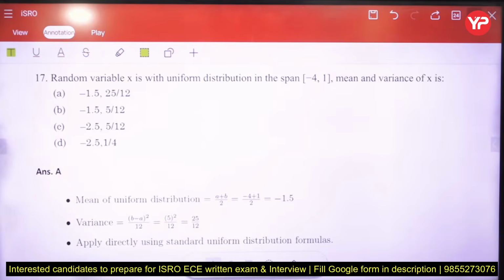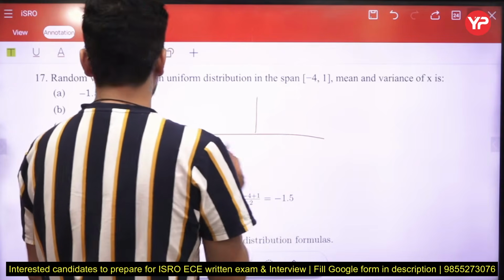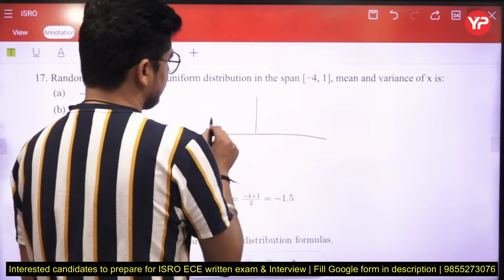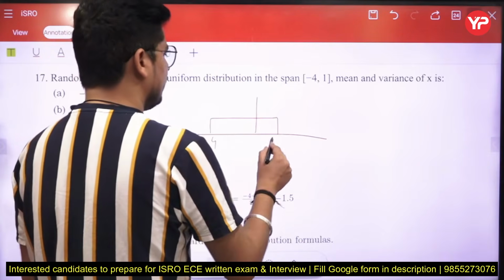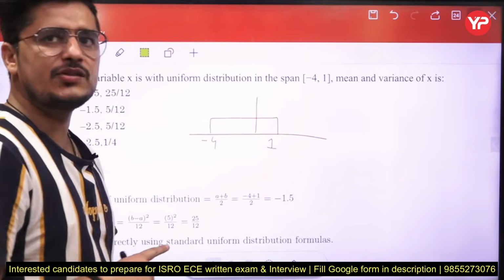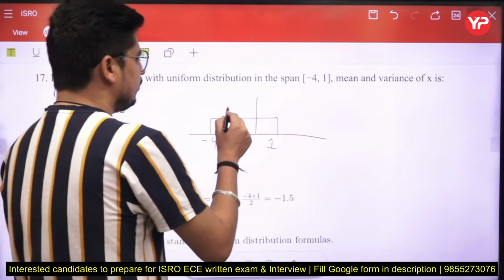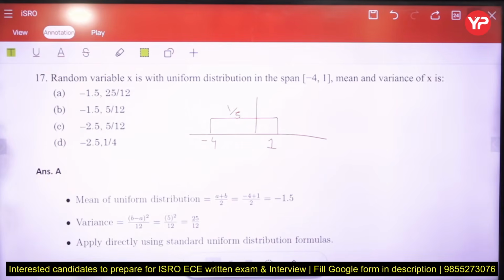A random variable x is uniformly distributed between -4 to 1. So we have a random variable that is uniformly distributed between -4 to 1. So this is a uniformly distributed random variable. If I calculate the value here, that will be 1 over 5. So this is the PDF of a uniformly distributed random variable.